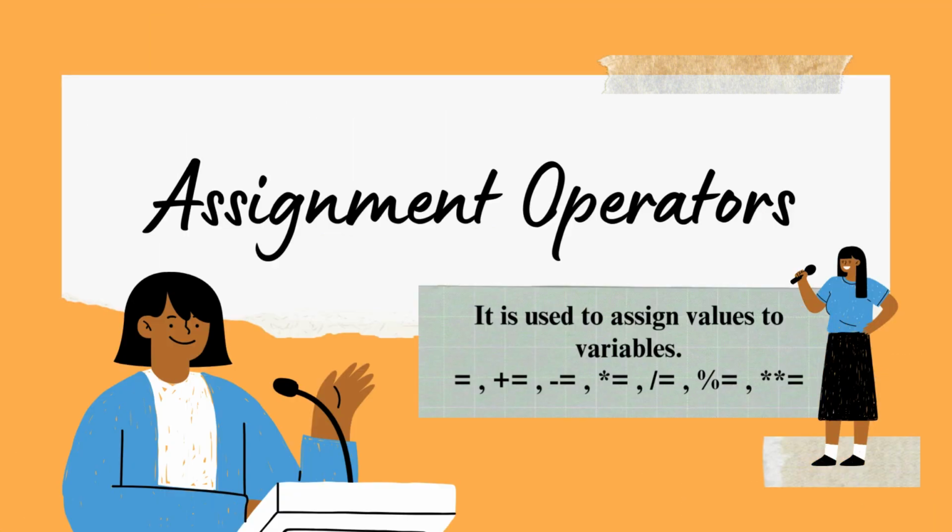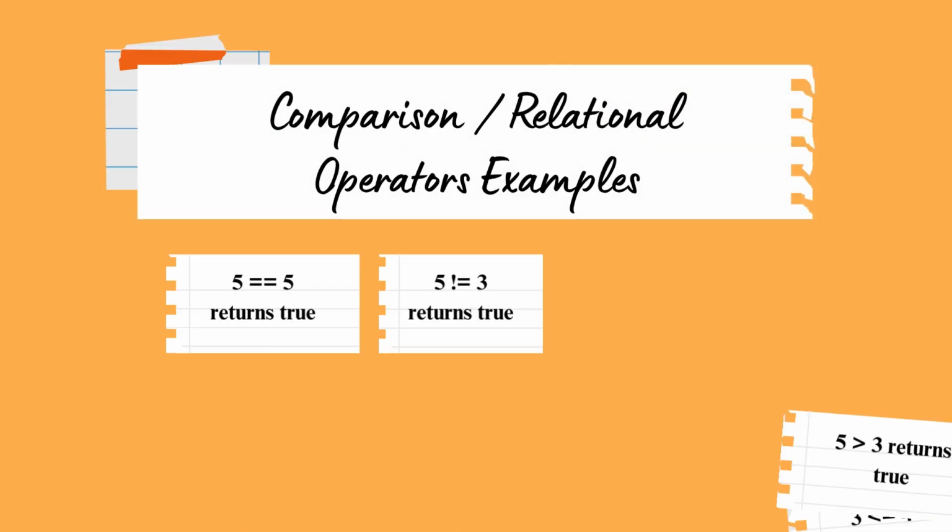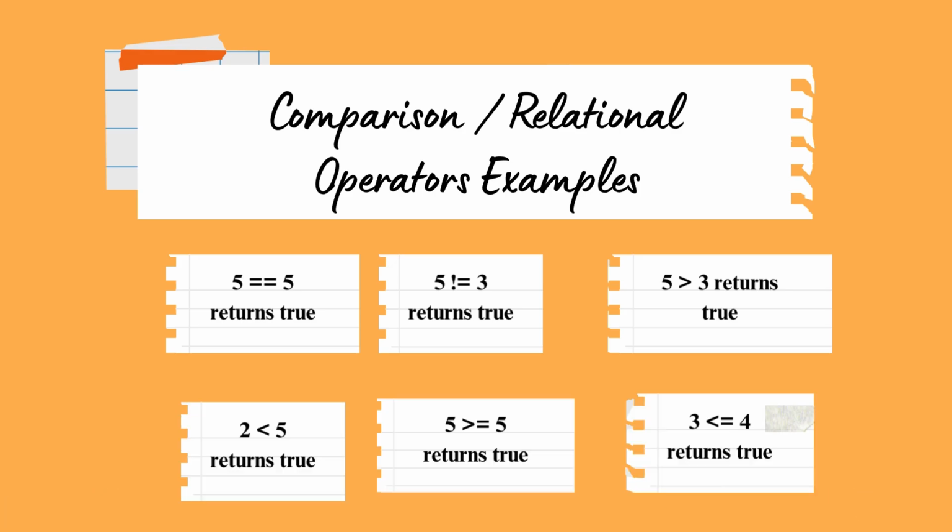Next, we are looking into comparison or relational operator, which is used to compare two values and return a boolean value, that is true or false, based on the condition. First, we have double equal to, which is used to compare two values whether it is equal or not. Like we have not equal to, greater than, less than, greater than or equal to, less than or equal to. Well, these are the examples for relational operators.